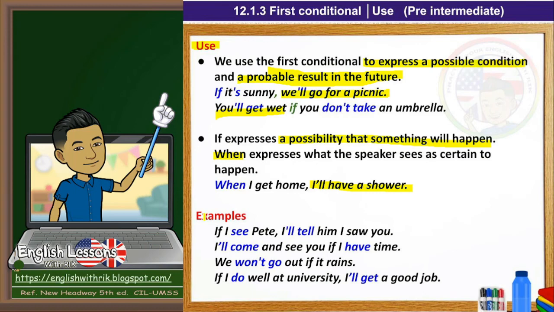Here are some more examples. If I see Pete, I'll tell him I saw you. I'll come and see you if I have time. We won't go out if it rains. If I do well at university, I'll get a good job.